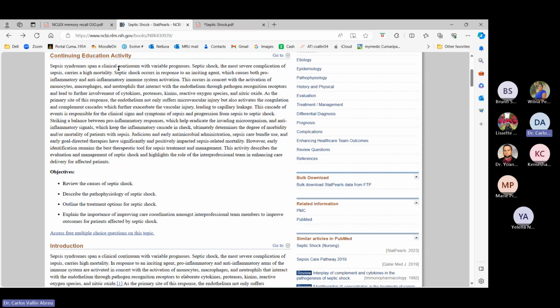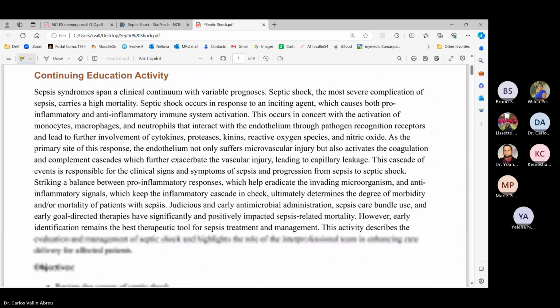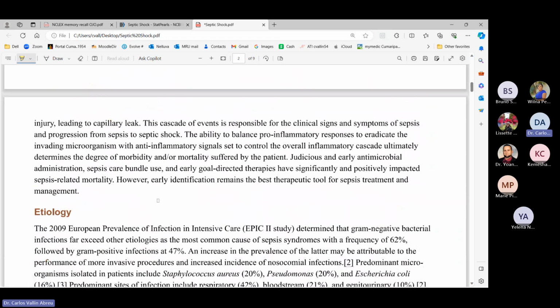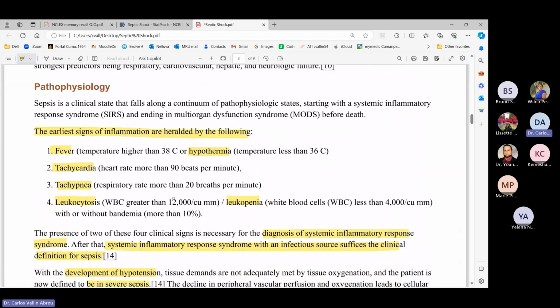Sepsis syndromes span the clinical continuum with variable prognosis. Septic shock is the most severe complication of sepsis and carries high mortality. Septic shock occurs in response to an inciting agent, which causes both pro-inflammatory and anti-inflammatory immune system activation. Let's see more specifically what is said here about the pathophysiology of shock.